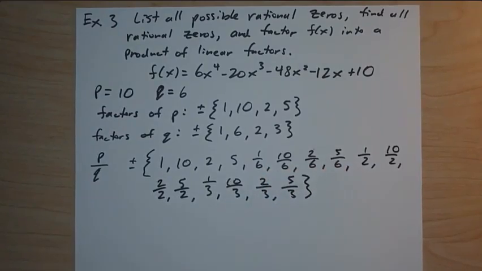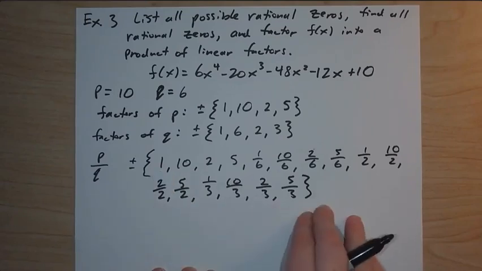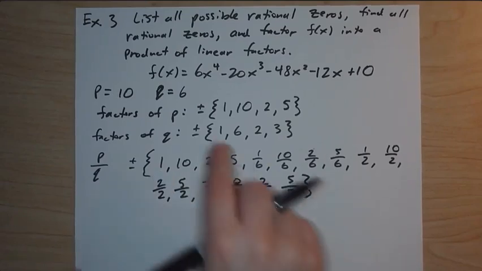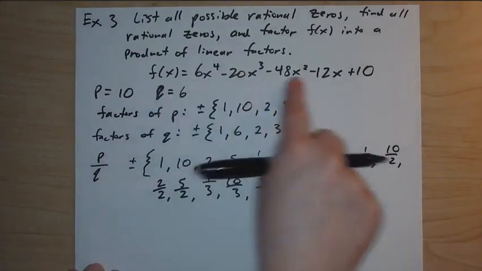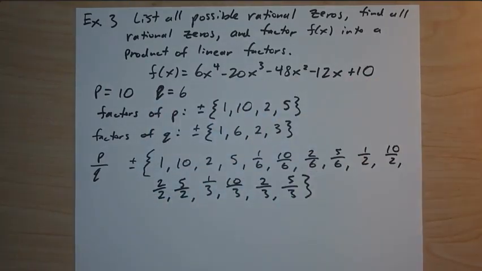So it doesn't matter how you do it. It also doesn't matter if we have any repeats. For example, 2 over 2 is also 1. But these are all the possible rational zeros of our f of x. The next thing we want to do is find which of these are actually zeros of our f of x. And we're going to do that by graphing.